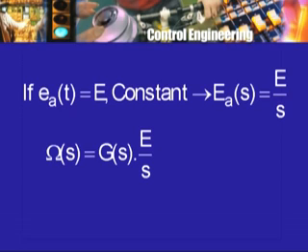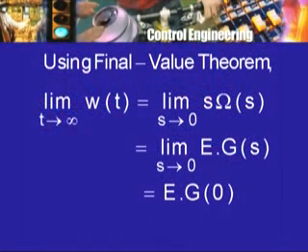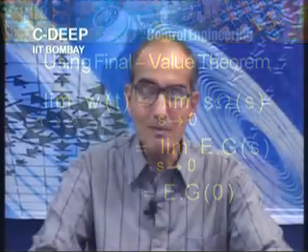Now let us apply the final value theorem. What does the final value theorem say? That the final value of the function, that is the limit as t tends to infinity of the function, in this case omega t, equals the limit as s tends to 0 of s times omega s. But s times omega s in this case is the limit as s tends to 0 of E into G of s, or therefore it is E into G0. So it is simply the value of the transfer function for s equal to 0 multiplied by E, that will be the final value of the speed.